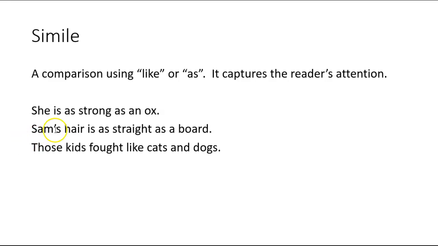Our first one here is she is as strong as an ox. We've got that word as in here twice. It's making the comparison between she, the girl, and the ox. Our second example, Sam's hair is as straight as a board. We've got the as word used here twice, making the comparison between Sam's hair and a board. We can visualize what Sam's hair must look like.